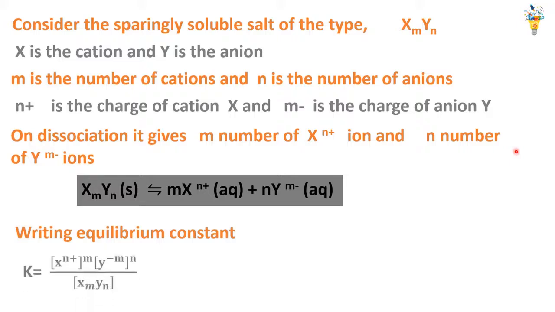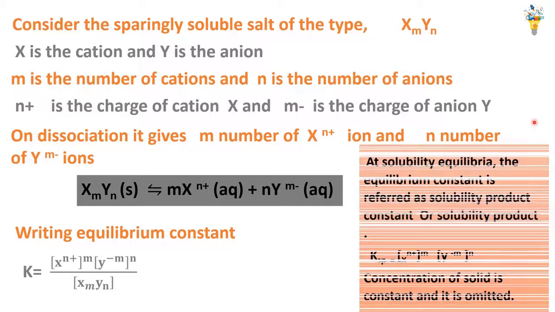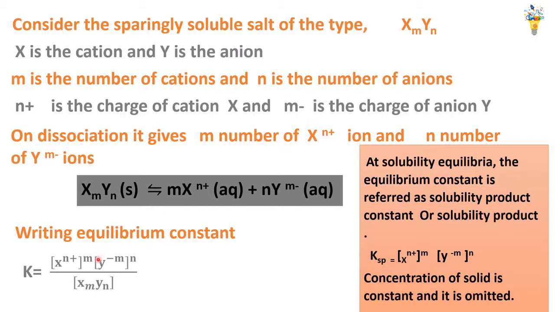Writing the equilibrium constant, K is equal to the product of concentrations. What are the product concentrations? That is [X^n+] to the power m and [Y^m-] to the power n, where m and n are the stoichiometric coefficients or exponents, divided by the salt, which is XmYn. This equilibrium constant is said to be the solubility product.